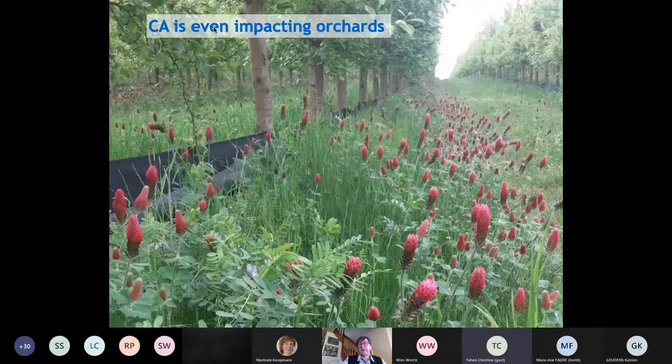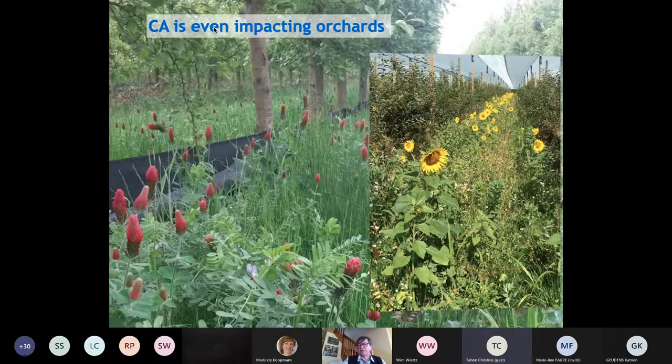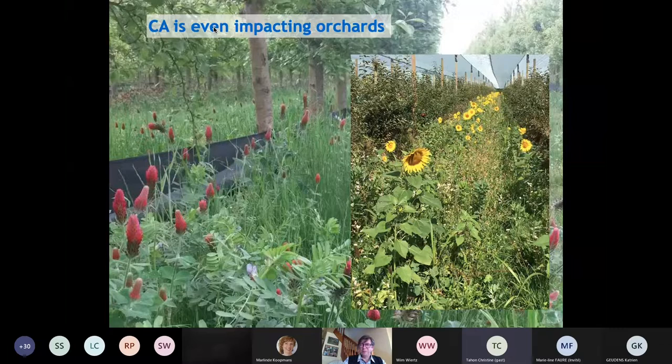This also impacts orchard production, because there is a lot of cover crop to grow in orchards as well. We are in prune trees in southern France, apple trees in 49. It is at Mr. Penault's, Marilyn knows him, I think.